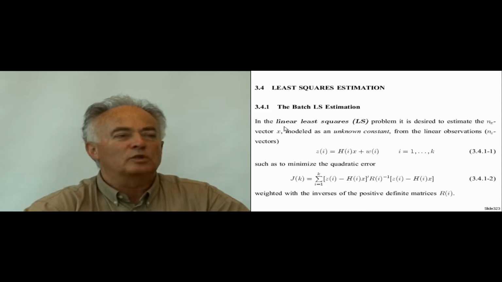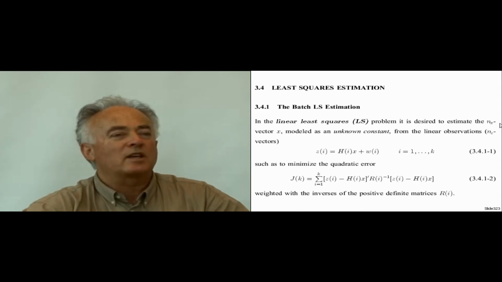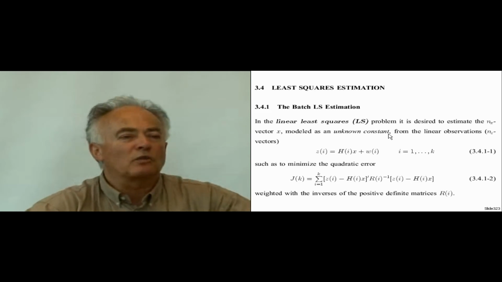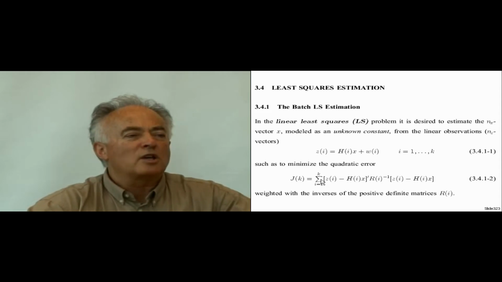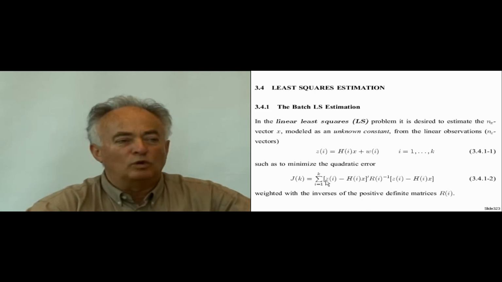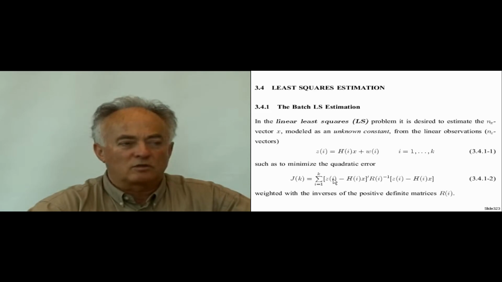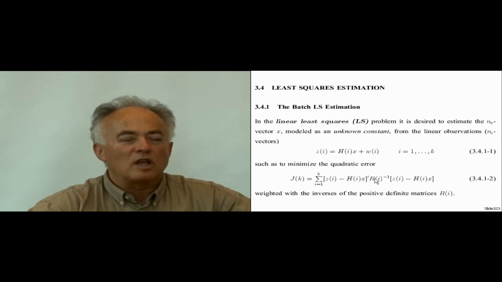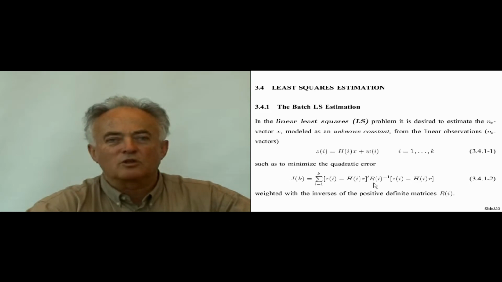So this is the linear least squares problem, where we want to estimate an nx dimensional vector x, modeled as an unknown constant, from a set of linear observations. These are nz dimensional vectors, zi is hi x plus wi. The criterion will be to minimize a quadratic error, that's the least squares, which will be written as a quadratic form of the difference between zi and Hi x with respect to a matrix Ri inverse. So this is a weighting matrix, and later we'll come back and see why we denote it as such, because it will have a certain meaning.